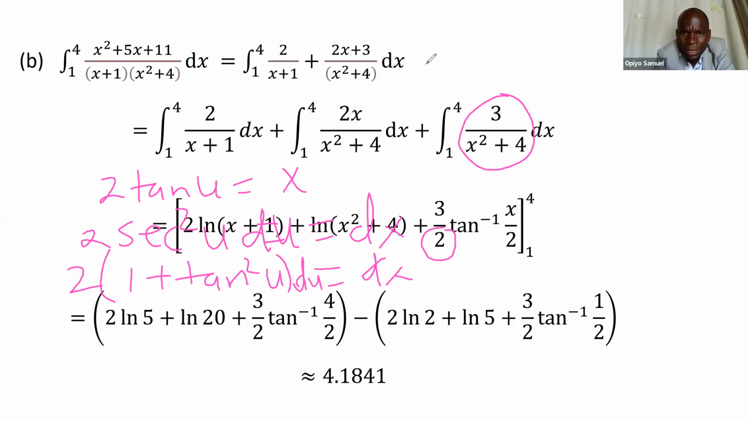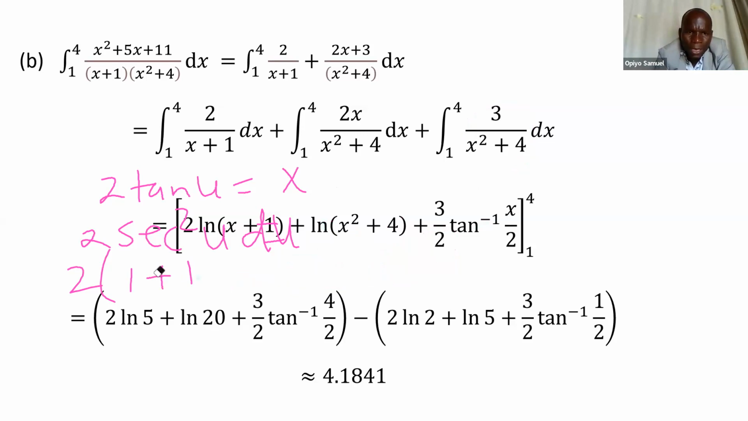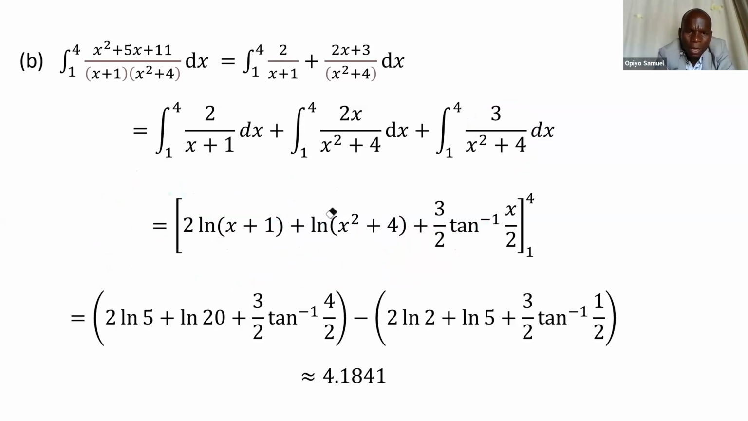I think that is where there's a little bit of challenge, but having done this, you should be able to know how it has come. So from that, we put in the limits of integration, starting with the upper limit and then the lower limit. When we put in the limits and simplify, we get the integral to be approximately 4.1841. So those are the questions that I've selected for our discussions today.